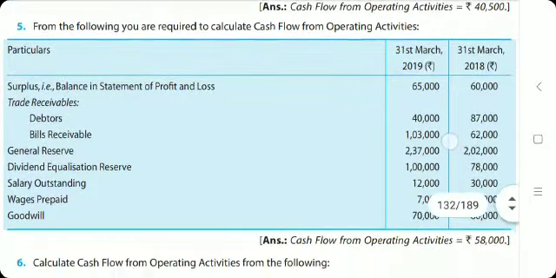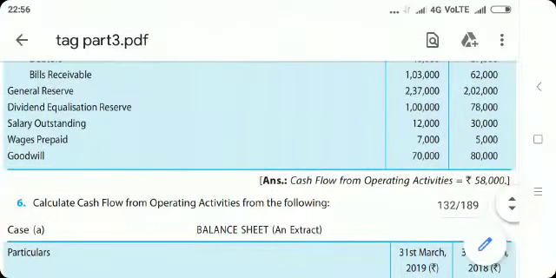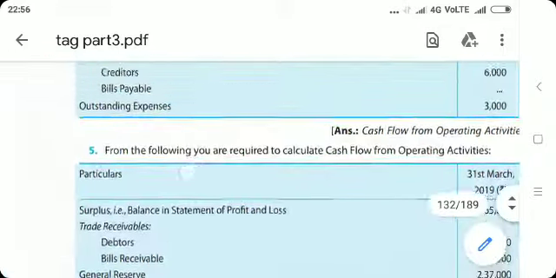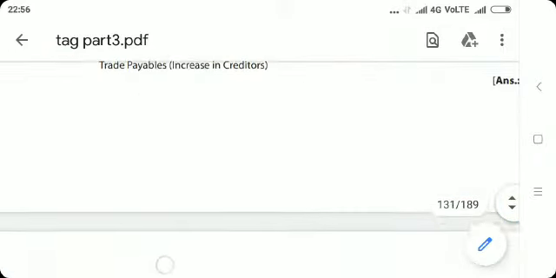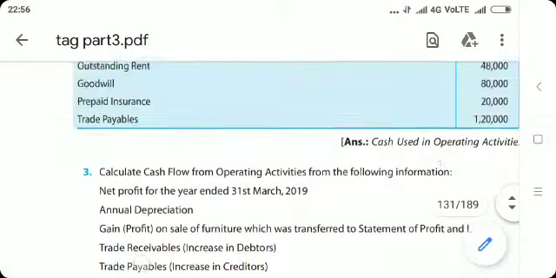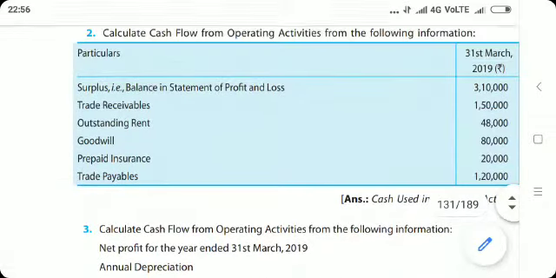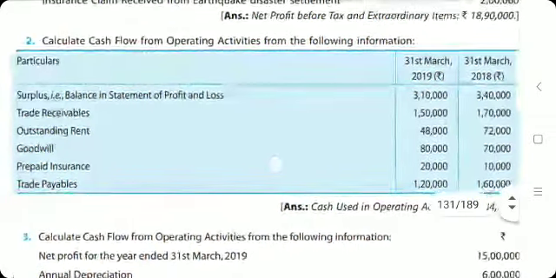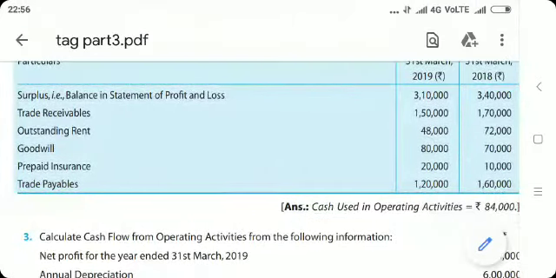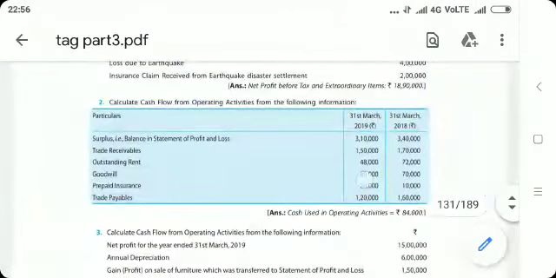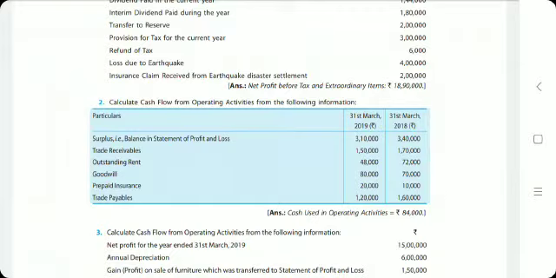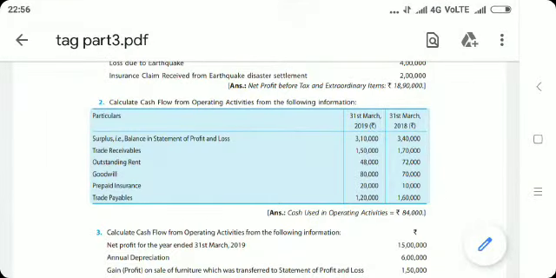Goodwill is decreasing. Now this is where I told you children, I think we did exercise 2 yesterday, last class, where we had goodwill. Yes, here we are having goodwill. If you see goodwill is increasing from 70,000 to 80,000. So when goodwill is increasing, I told you it is purchase of goodwill. It will appear in investing activity, isn't it? This is what I told you.